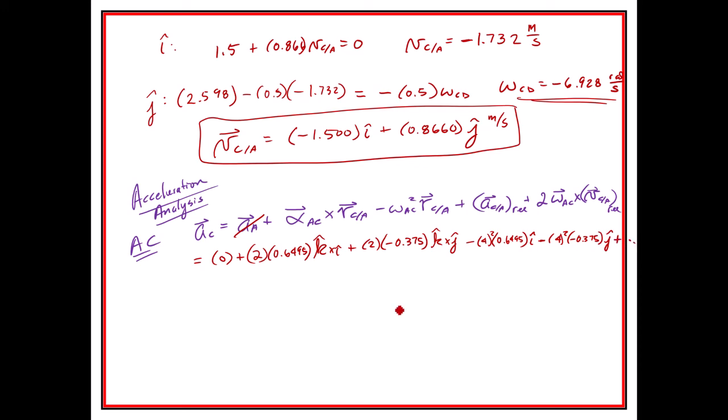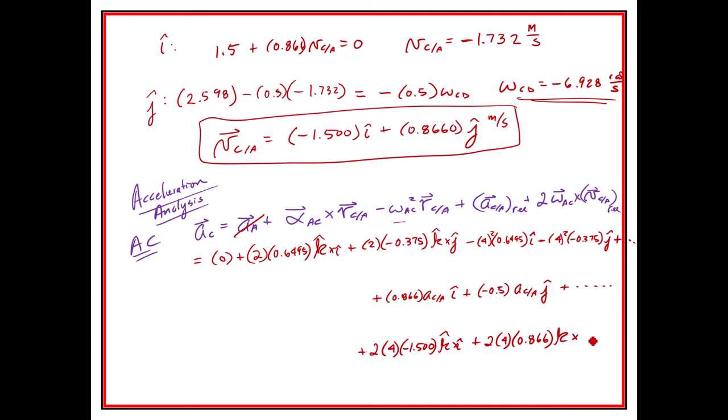Okay, so continuing on here, that was this term right here. Now we go to the relative acceleration, which is going to be plus 0.866 times AC with respect to I, the magnitude I of that, plus negative 0.5 times AC with respect to I, J, plus dot dot dot, plus 2 times omega, which is 4 times my negative 1.500 k crossed with I, plus 2 times 4, 0.866 k crossed with j.